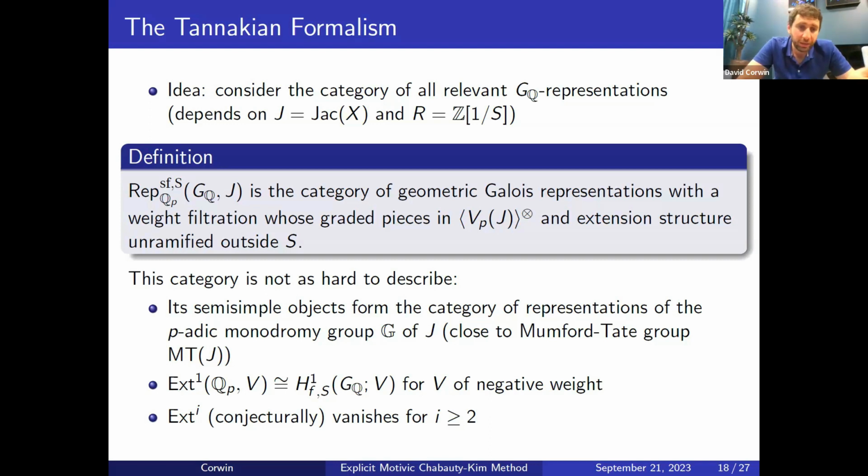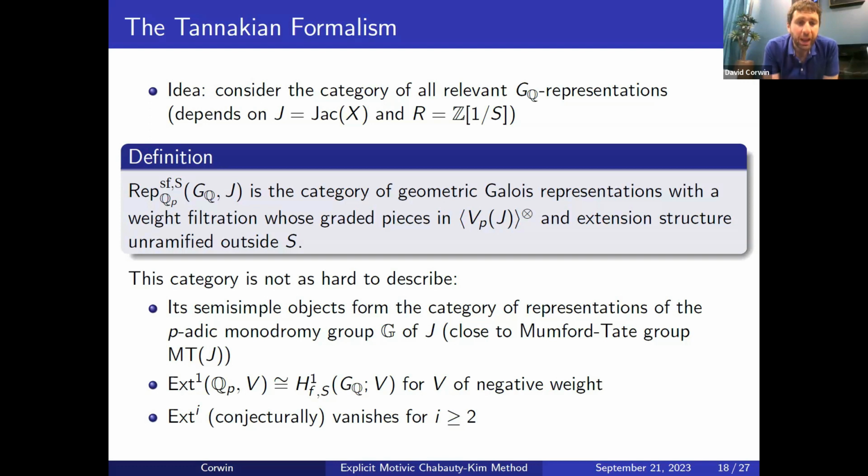Okay, and so then what are the extensions? You can get the Ext^1s between any two objects using Ext^1 from Q_p, meaning the unit object, to V. This is just a Bloch-Kato Selmer group of V. Well, in fact, because of the way I define the category, for V of negative weight, it's the Bloch-Kato Selmer group. For V of non-negative weight, this Ext group vanishes. I sort of define the category that way. Conjecturally, the Bloch-Kato Selmer group also vanishes for V of non-negative weight, but that is a big conjecture.